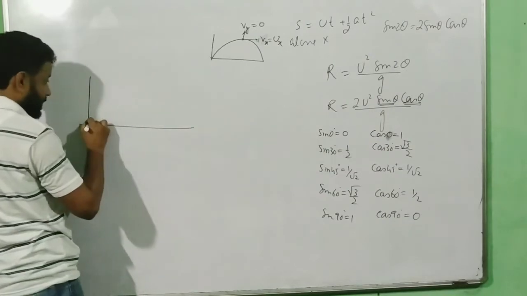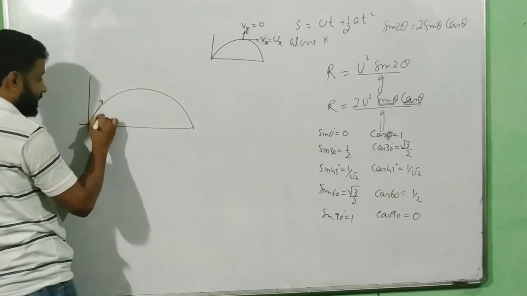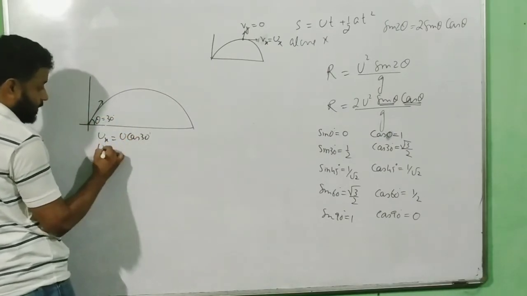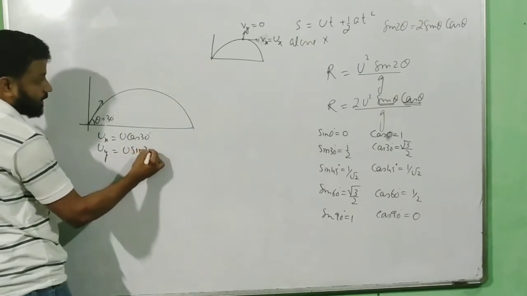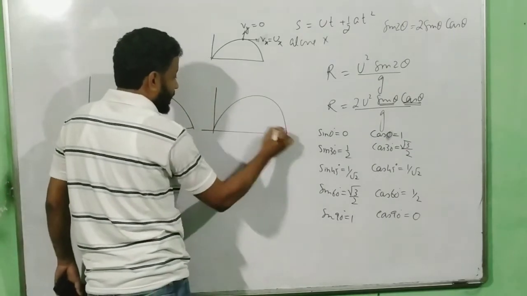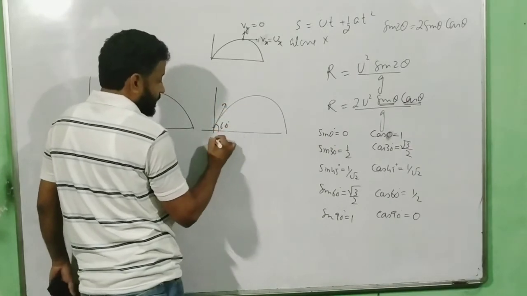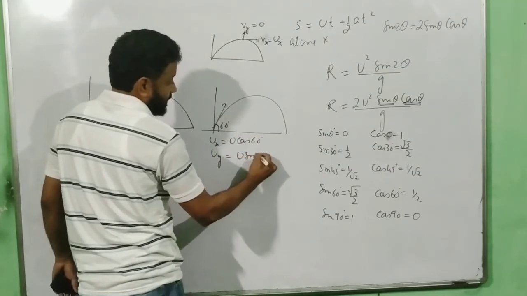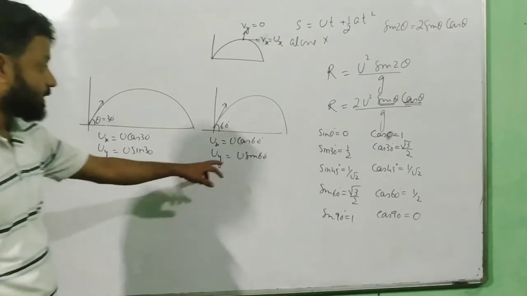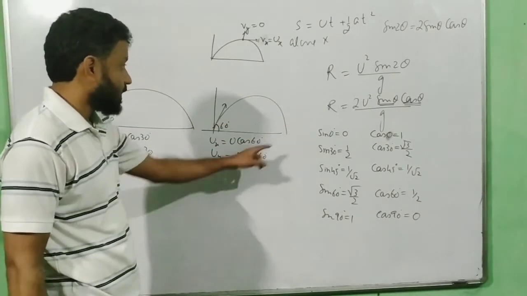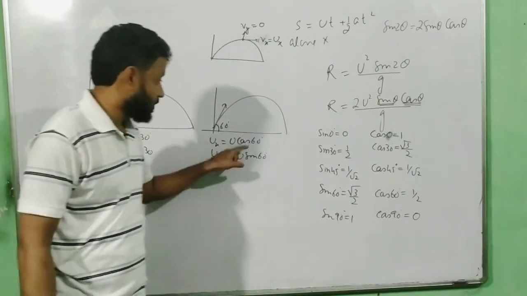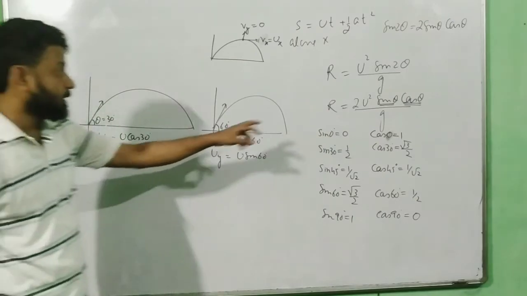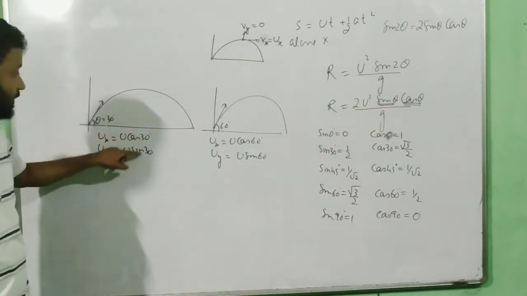I have a projectile which is projected at an angle theta equal to 30 degree. What is the x component? U cos 30, and uy will be equal to u sin 30. I have another projectile which is projected at an angle of 60 degree. So what is my ux? U cos 60, and uy will be equal to u sin 60. So when I find the range using the formula of range, I will end up with cos 60 and sin 60 in one case, and sin 30 and cos 30 in the other, correct?